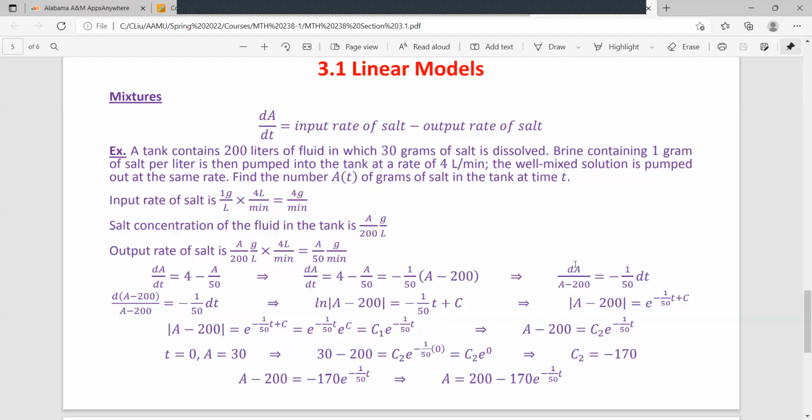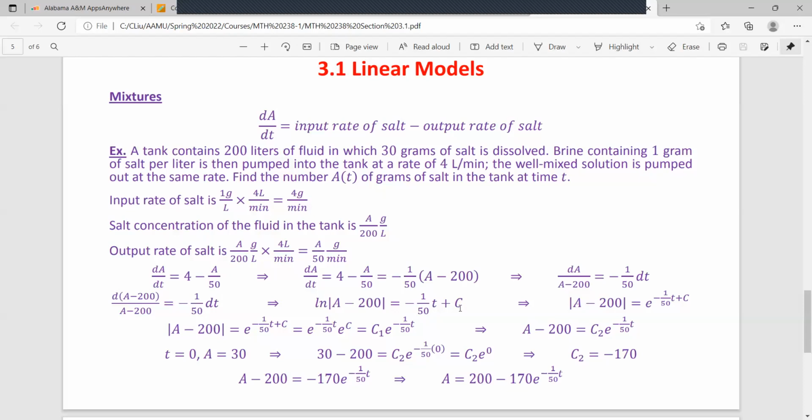But before you do that, you want to write the dA as d(A minus 200). And that will not change the equation because when you take the differential of a constant, you get 0. But then that allows you to integrate on the left. So after the integration on both sides, you're going to get natural log of absolute value of A minus 200 equals -1 over 50 t plus c, where c is an arbitrary constant.